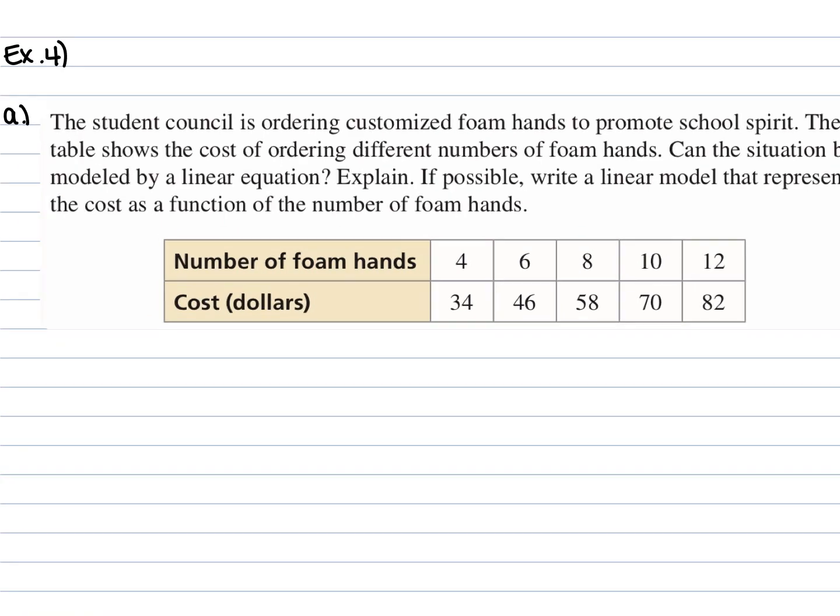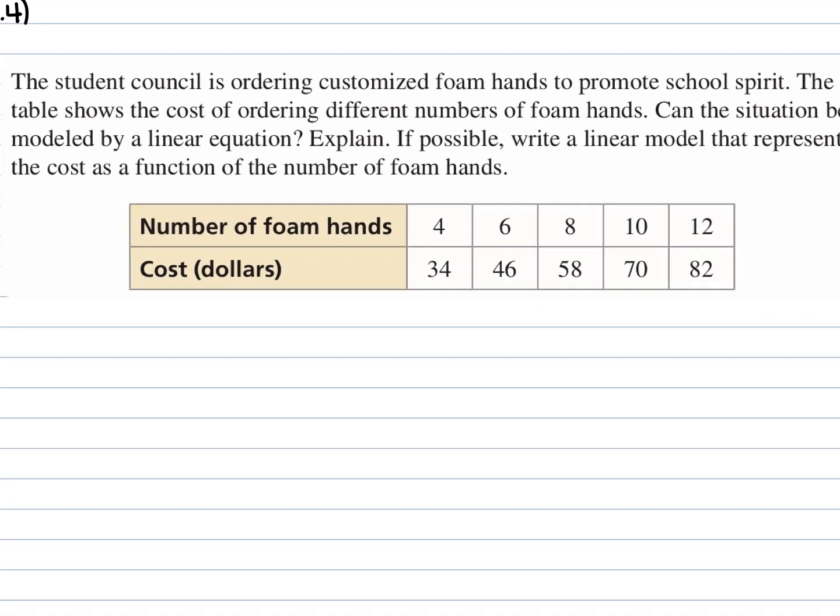So we're going to do the same thing as before, but first we need to check if it can be modeled by a linear equation. So can it? In order for it to be modeled, we have to be adding the same number to get from one number to the next here, and adding the same number to get from one number to the next one here. So what am I adding to get from 4 to 6? 2.